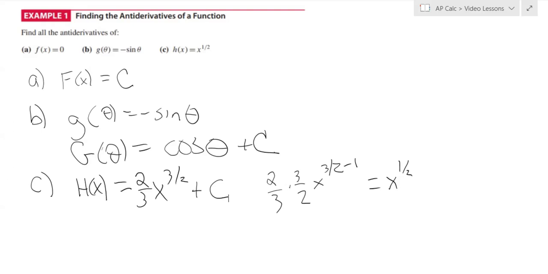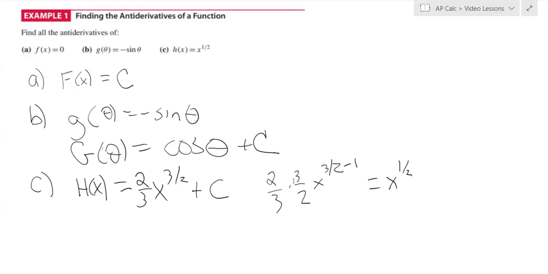And we'll talk a little bit more about how to figure this kind of thing out, because you may wonder how we figured out that 2 thirds x to the 3 halves would be the antiderivative. There is a link here between differentiation and antiderivatives. Because remember, the power rule is that for x to the a, the derivative would be a times x to the a minus 1.